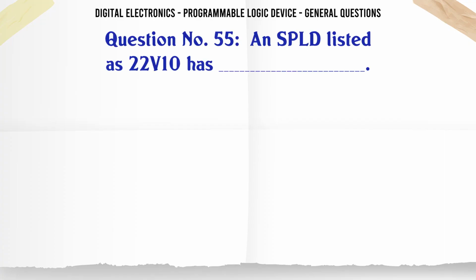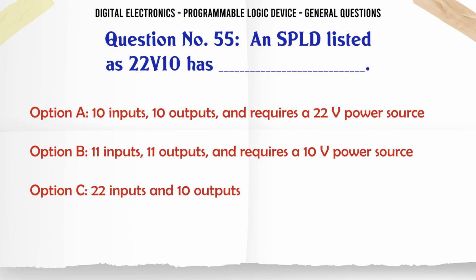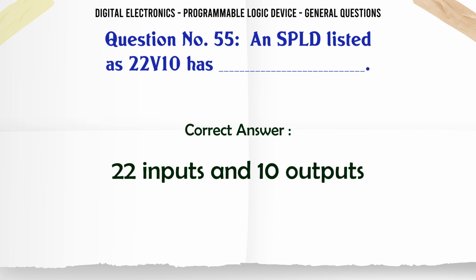An SPLD listed as 22V10 has A. 10 inputs, 10 outputs and requires a 22V power source. B. 11 inputs, 11 outputs and requires a 10V power source. C. 22 inputs and 10 outputs. D. 10 inputs and 22 outputs. The correct answer is 22 inputs and 10 outputs.